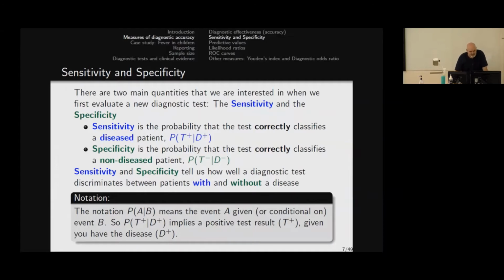And just note this probability notation here, that probability A | B means the probability of event A given, or conditional on, event B. So the probability of T+ | D+ implies the probability of a positive test given you truly have the disease.